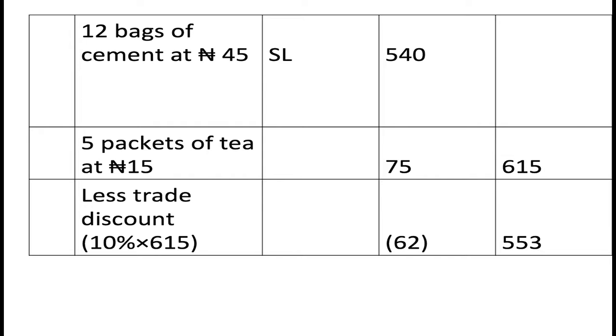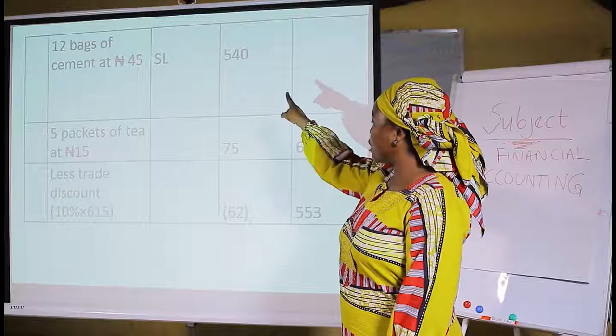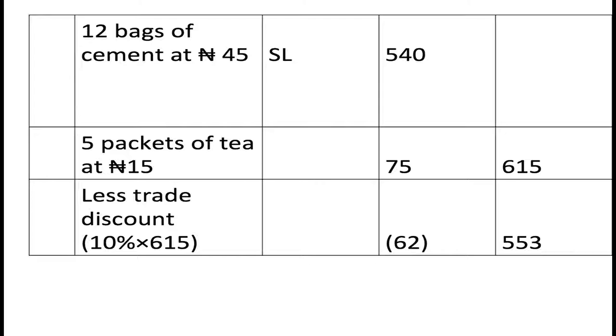And we were told in the question that he was given a trade discount of 10%. His total money is 615 naira. So you have to take a discount of 10% from 615 naira, which is 10 over 100 times 615, which will give us 62 naira. And every trade discount has to be less. If you sum up this figure, you less 62 naira, you have a balance of 553 naira.